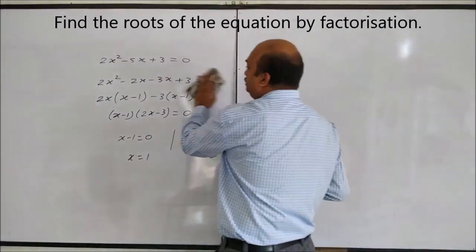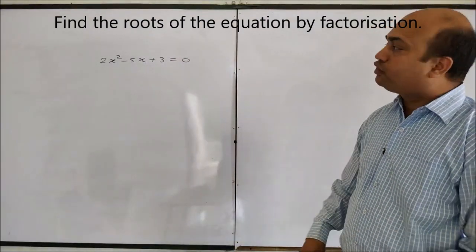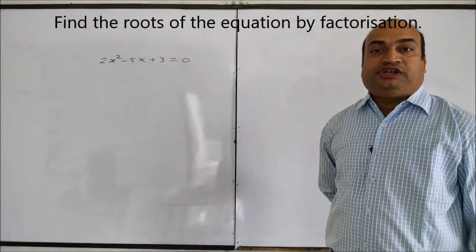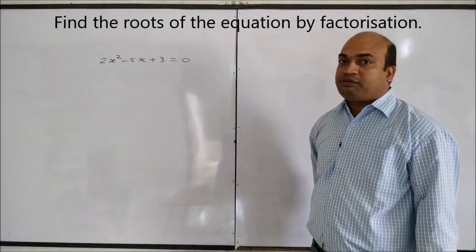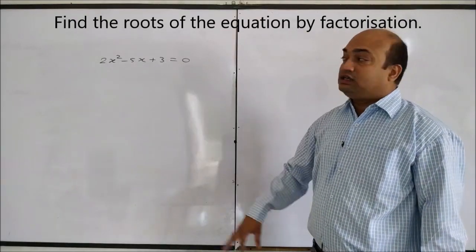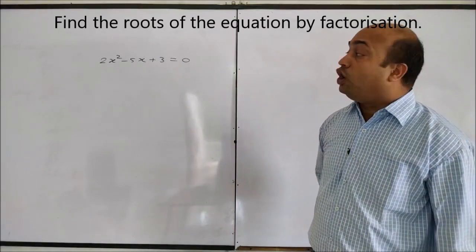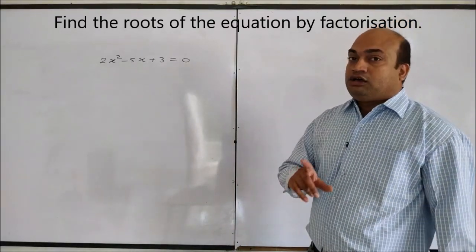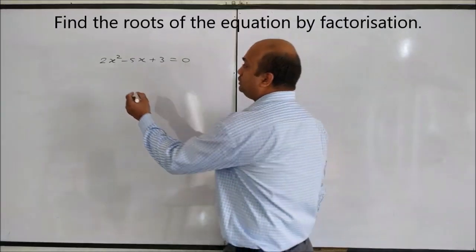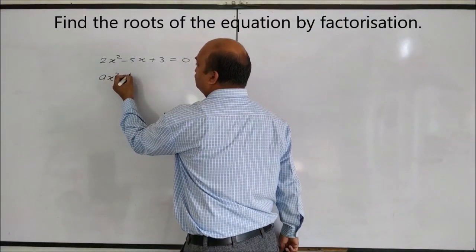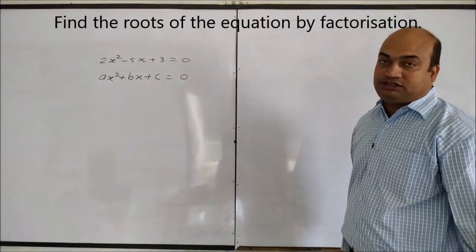Except factorization method, there are two more methods we have, that is completing the square method and formula method. If we want to use formula method to find the zeros of this polynomial or roots of this equation, or the value of x, first of all we compare it with ax square plus bx plus c equal to 0. This is the standard quadratic equation.